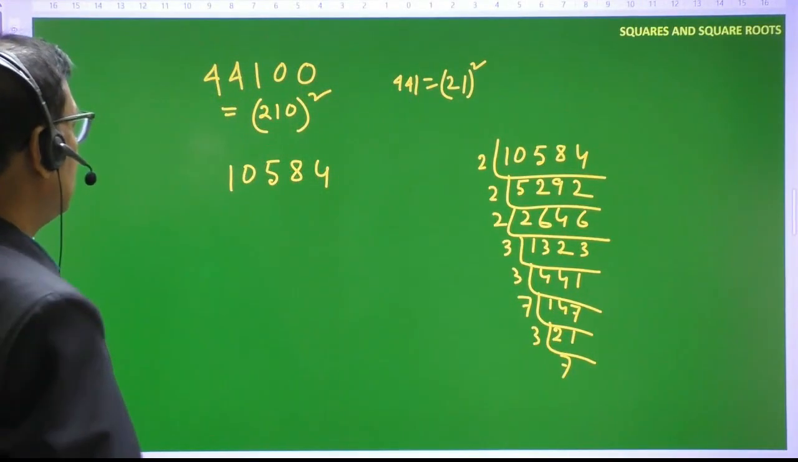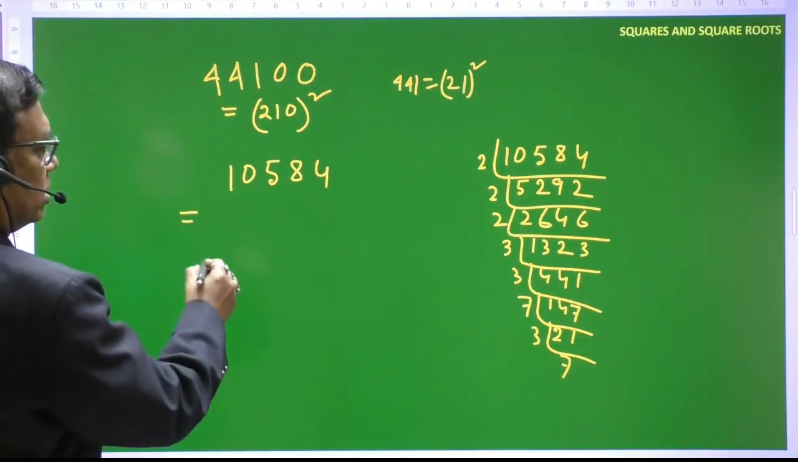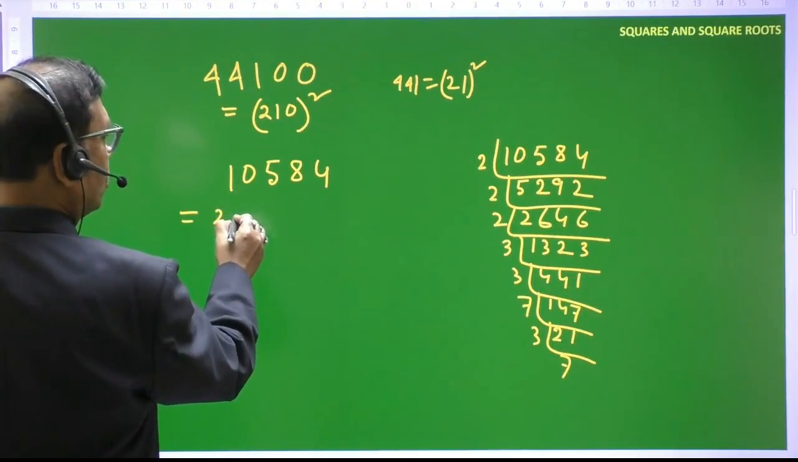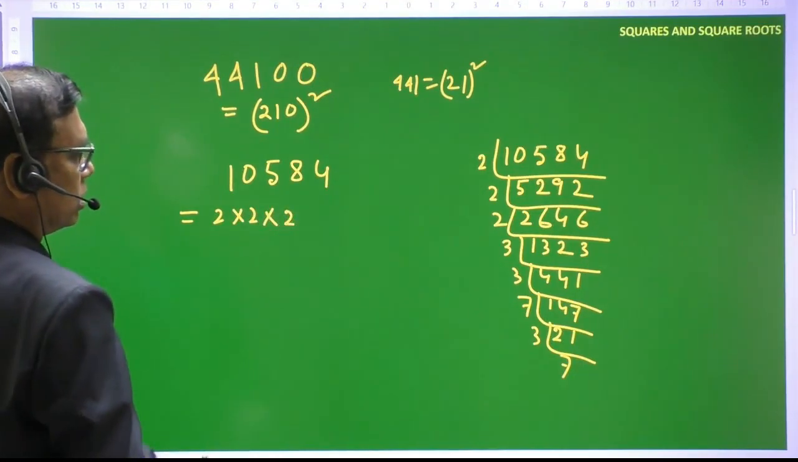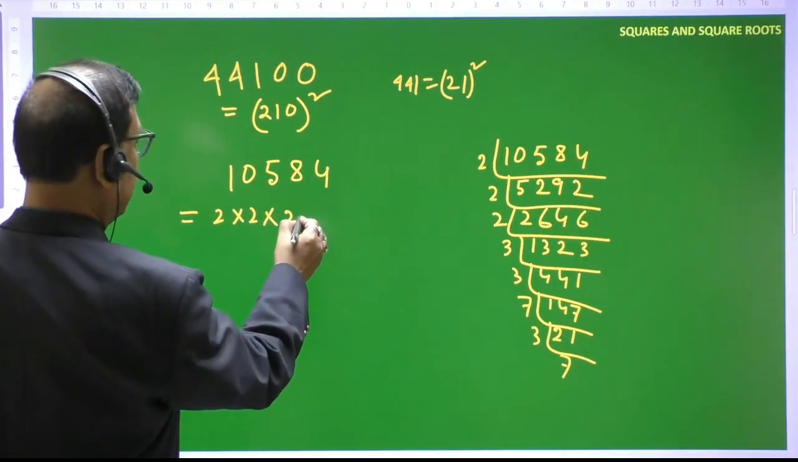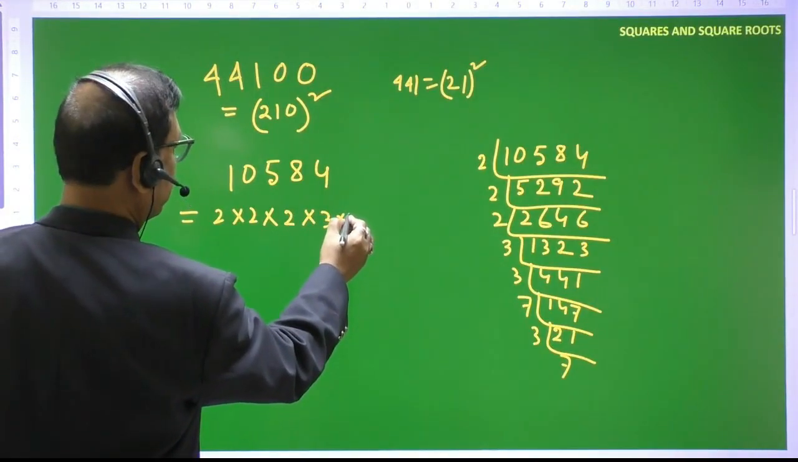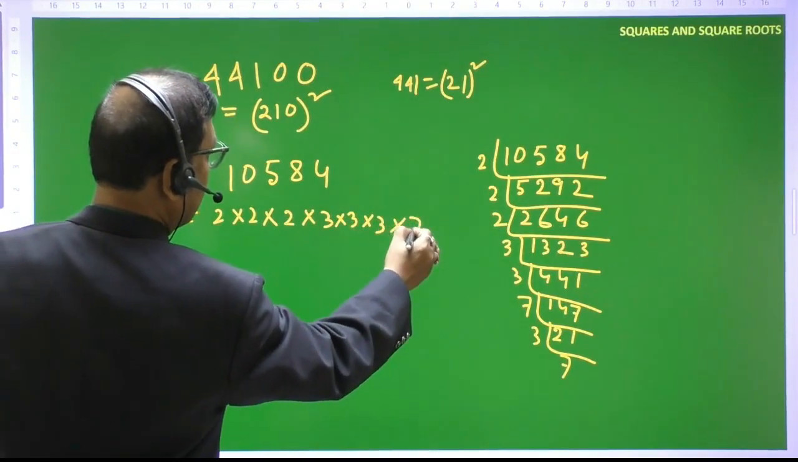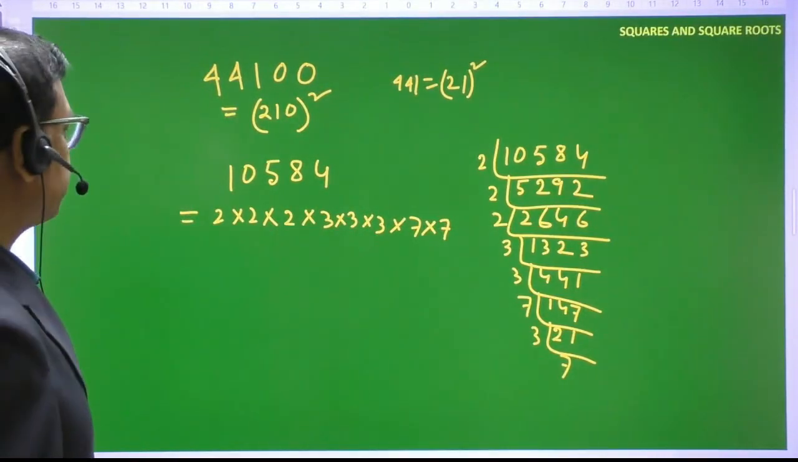So what are the prime factors? 2, then 3, how many times? 3 times, and 7 2 times. Clear?